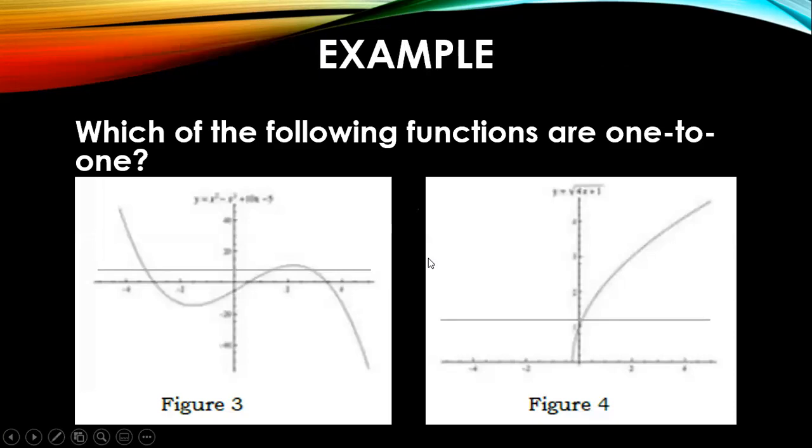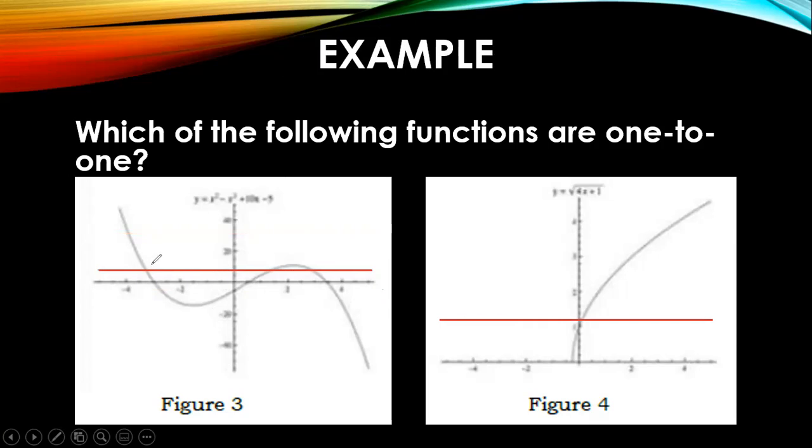Okay, for example, kaya dito yung one-to-one sa figure 3 and figure 4. So, sino kaya dito yung one-to-one? Okay, so this is the vertical line test. For example, yan. So, move natin yung vertical line natin across sa whole graph natin, okay? So, pagdating dito sa part na to, no? So, naka-intersect tayo ng dalawa.